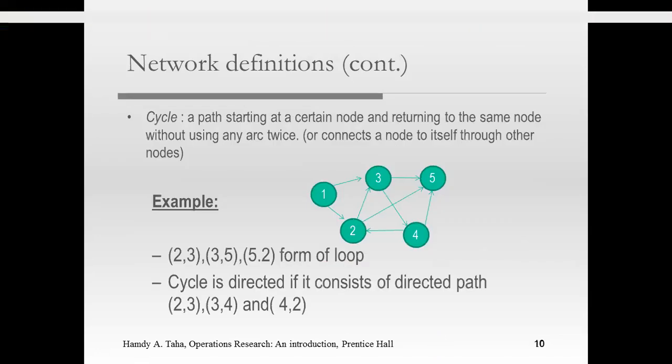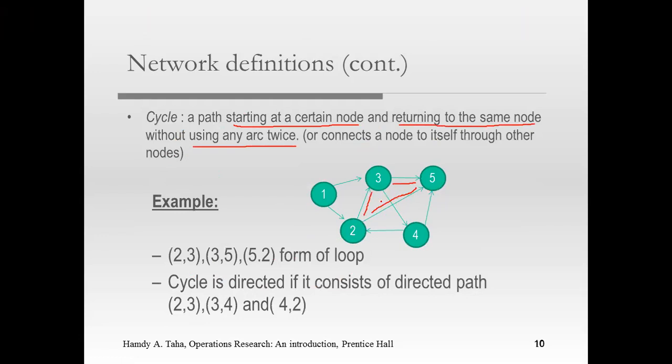Okay. Now another important term is the cycle. A cycle refers to a path starting at a certain node and returning to the same node without using any arcs twice. In other words, it connects a node to itself through other nodes. For example, (2,3), then (3,5), and (5,2). You see, 5 to 2 actually has no arrow; 2 to 5, yes, but 5 to 2, no. This one is called a loop.